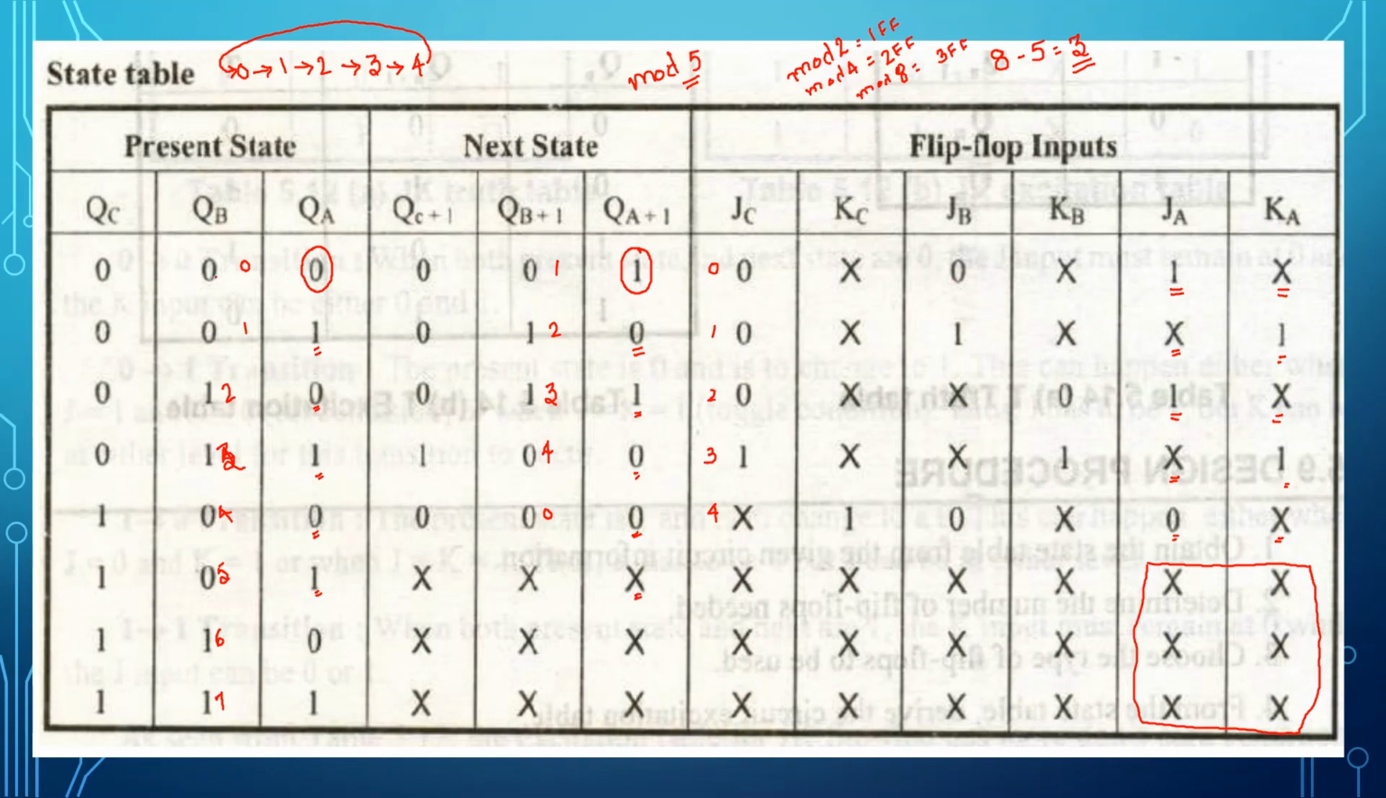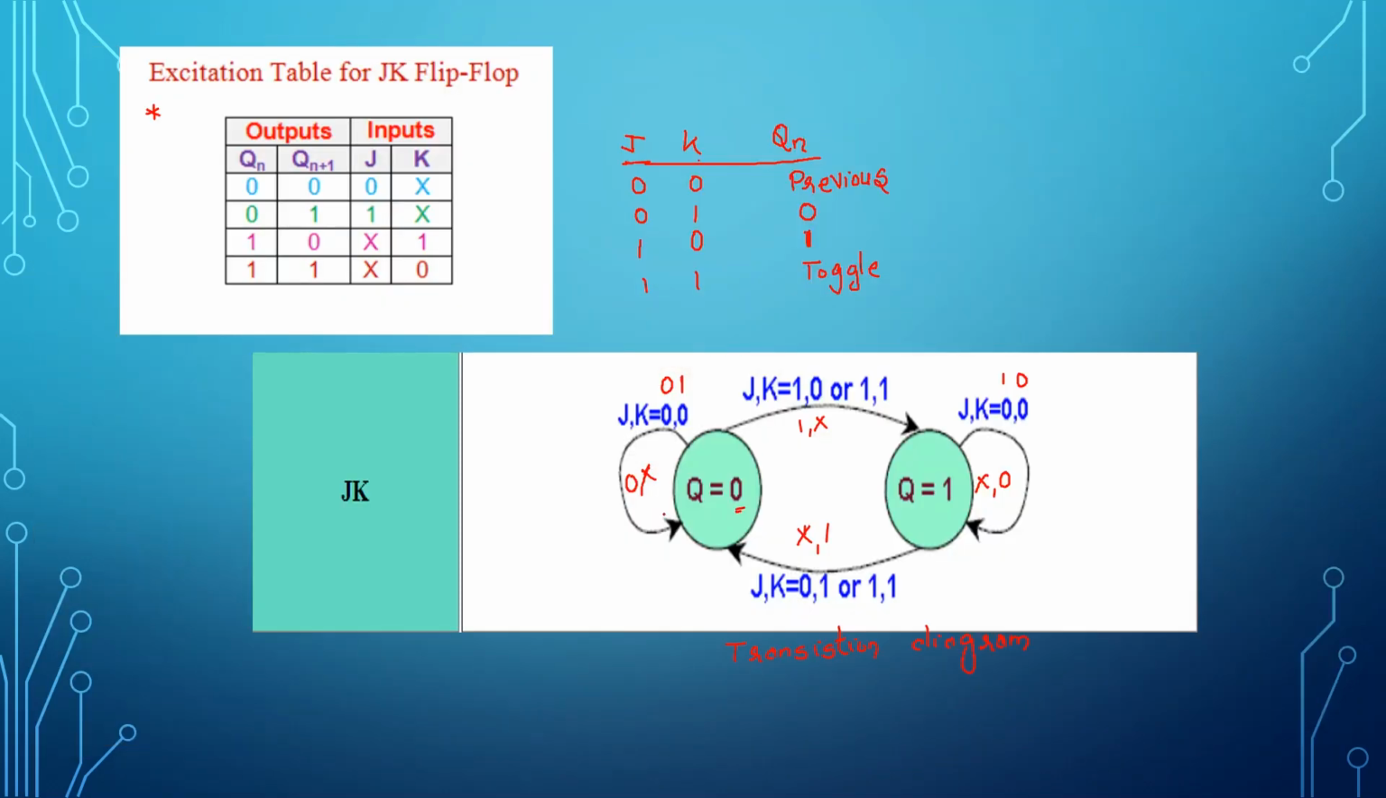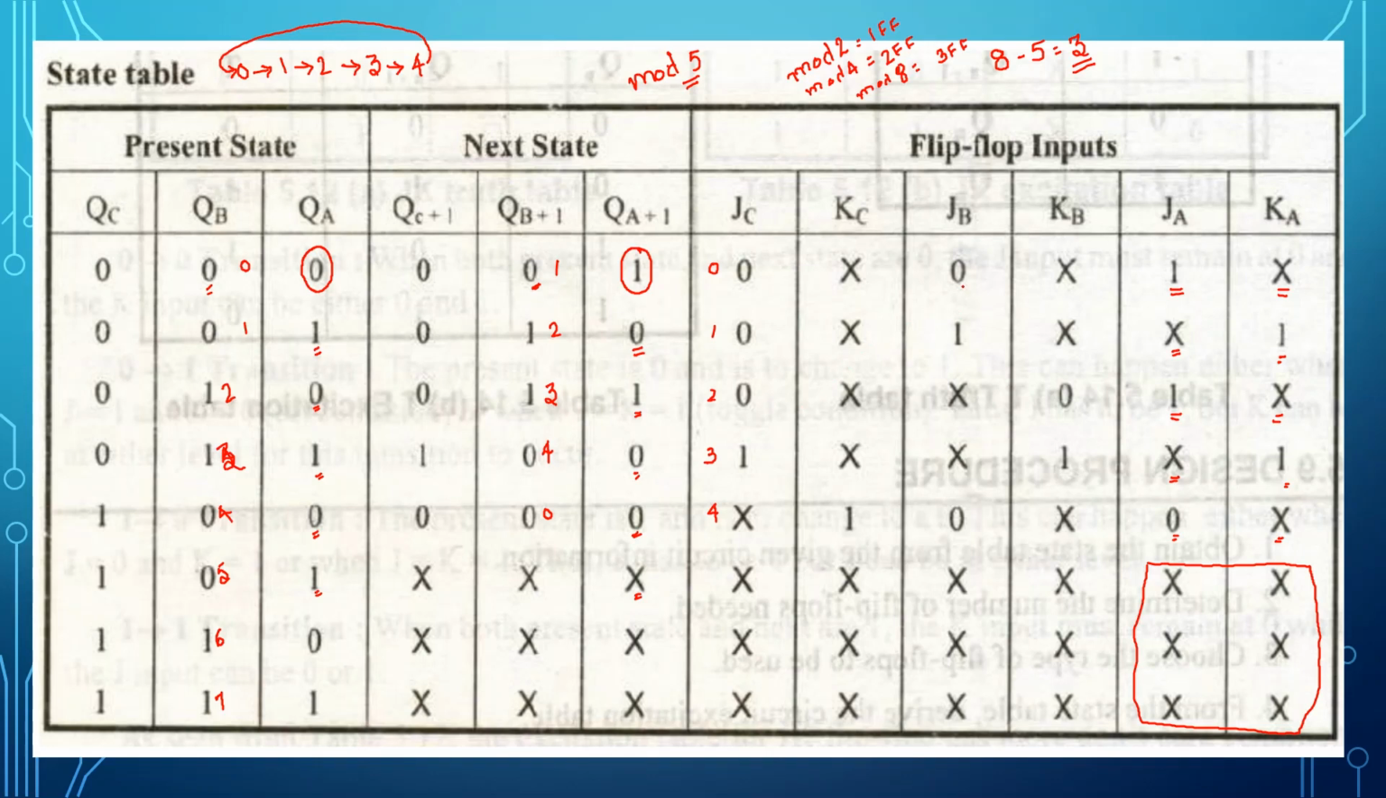Next one, B. It has to become 0. So 0 and 0, what is the input you can give? 0 and it should become 0, so 0x. Can you see here? It's given as 0x. It is 0 here and it should become 1. Once it is 0 and it has to become 1, the values you can give are 1 and x. So you need to refer to your excitation table and fill up these particular columns. You need to fill up this table with respect to the flip-flop inputs.